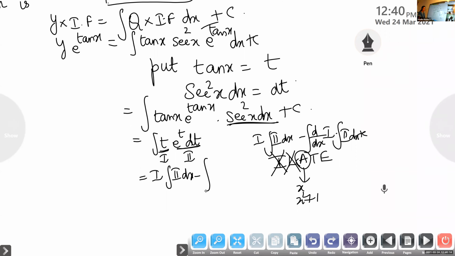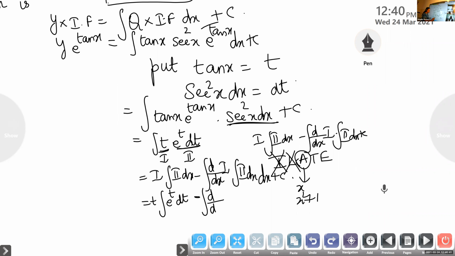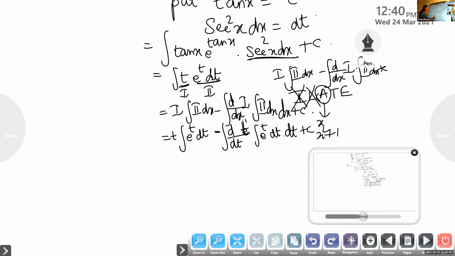So first function, integral of second function into dx minus integral of derivative of first function, integral of second function into dx plus c. So here the first function is t into integral of e raised to t into dt, minus integral of derivative of first function t with respect to t, integral of second function into dt plus c. Instead of x, everything is in terms of t.